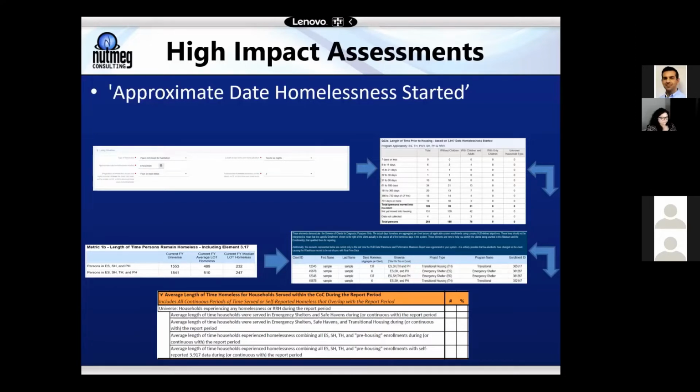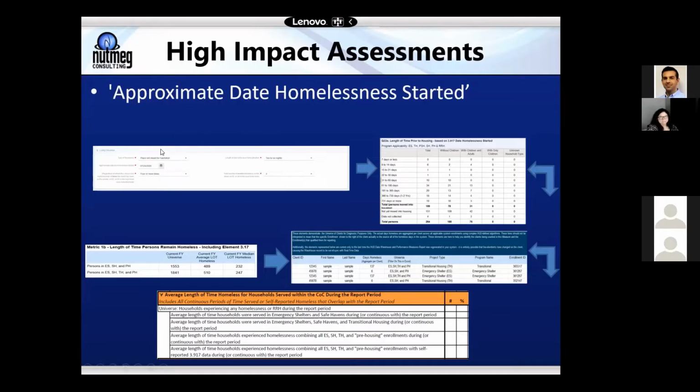The purpose of approximate date homelessness started is to find out from the household or the individual that's being interviewed, when did your homeless episode start prior to this enrollment? And a lot of times this question is misinterpreted, and it has a very large impact across the overall data system when it comes to determining how long households are homeless from the date that they start getting served. And we're going to talk about that.